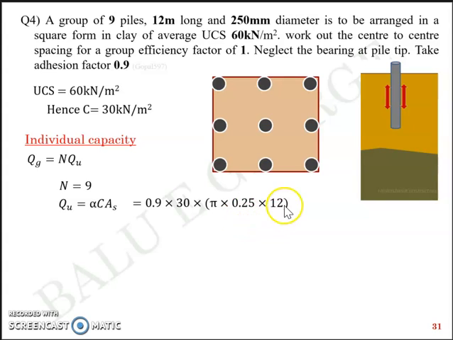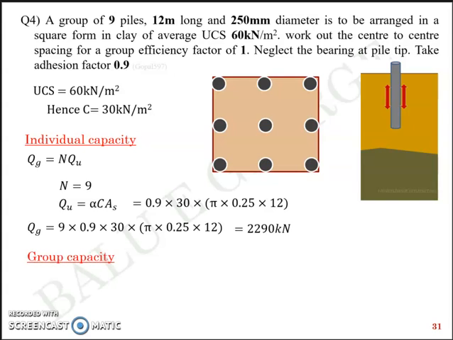D is given, L is given, alpha is given, C we got as 60 by 2. So in short, QG is equal to 9, which is N, multiplied by alpha C AS. So working out gives you a value of 2290 kilonewton approximately, which means when each of these piles act individually, you will get a total capacity of around 2290 kilonewton.